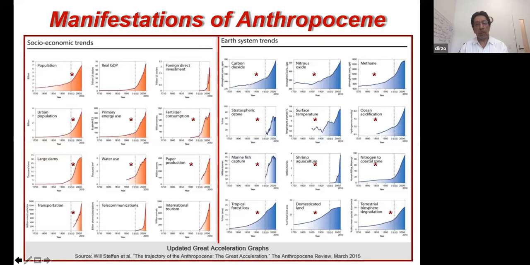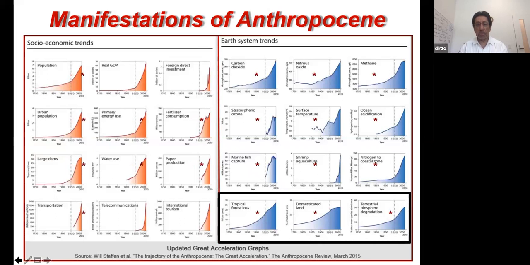I would like to draw your attention to the panels on the right-hand side of the screen, which show a number of Earth system or ecological, biological trends, if you like, that characterize the acceleration phase of the Anthropocene. In particular, I would like to draw your attention to the three at the bottom of the right-hand side panel, which illustrate tropical forest loss, that is to say tropical deforestation, followed by what they call domesticated land in this slide, that is to say the transformation of natural ecosystems into something modified for human purposes. And the other one on the right is what they call terrestrial biosphere degradation, which basically illustrates the number of threatened species that have been recorded over the last few decades.